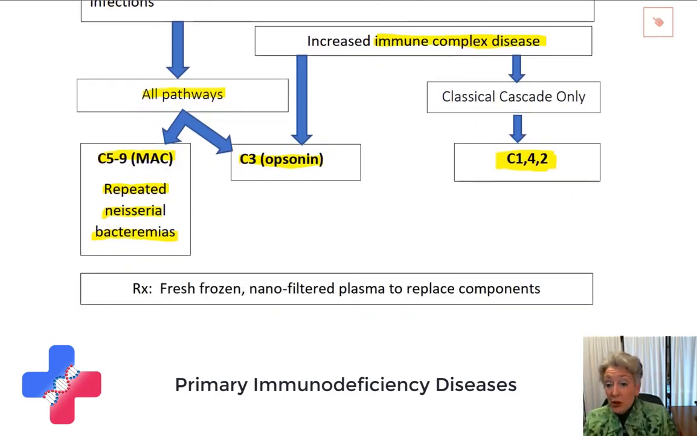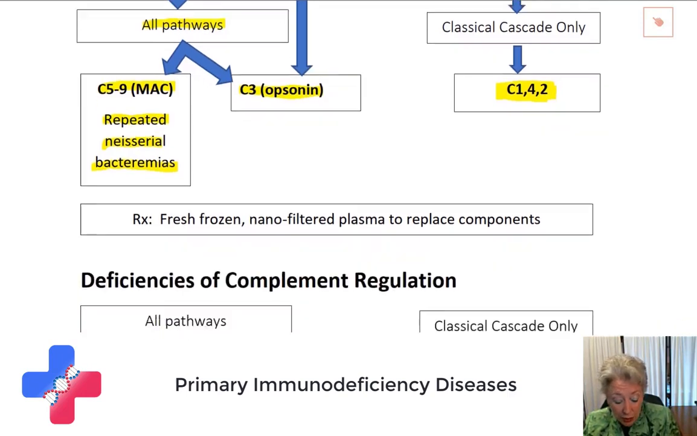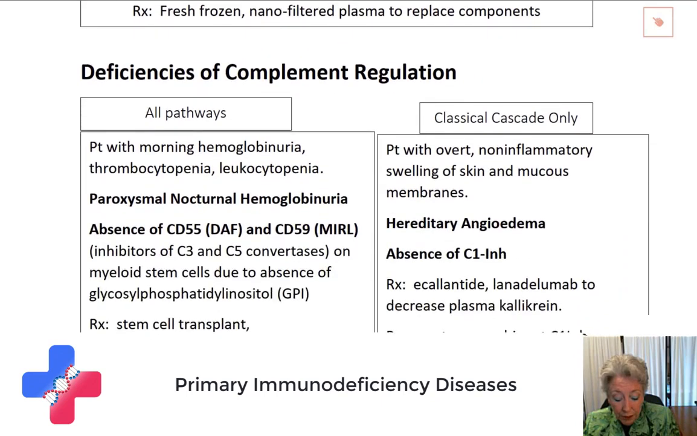What do I do with these patients? I simply replace the components from fresh filtered blood that has plasma that has been purified in order to get the individual components.